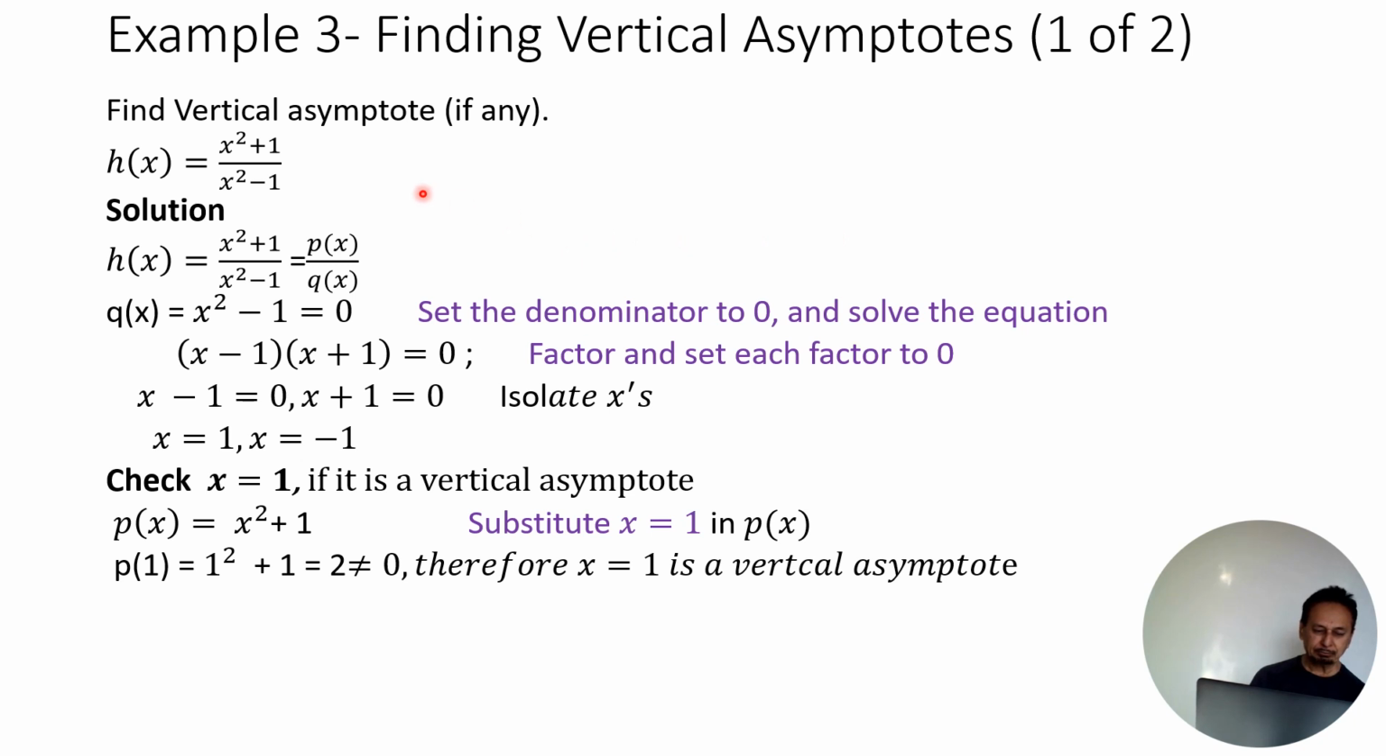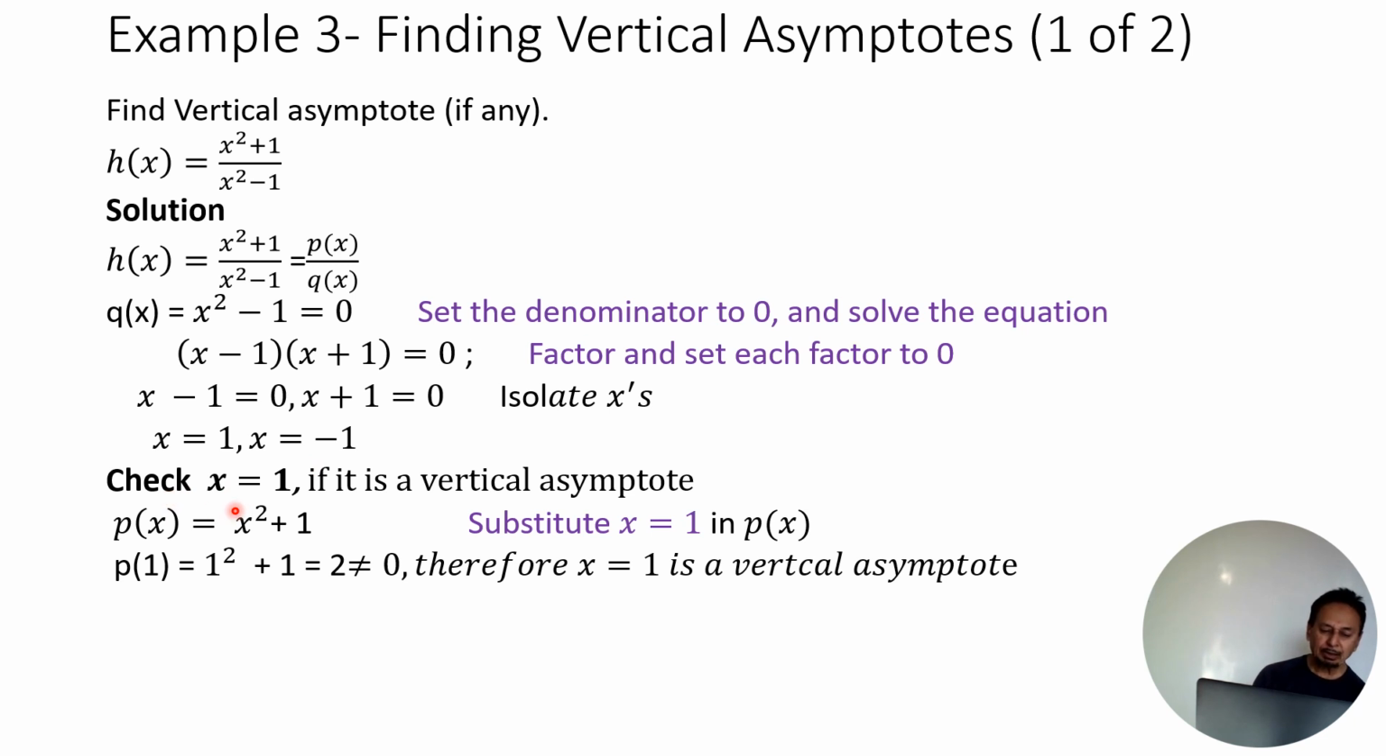Example 3. Find the vertical asymptote. We set p of x as x squared plus 1, q of x as x squared minus 1. So we set q of x to 0. We can factor, so it becomes x minus 1 times x plus 1 equals 0. We set x minus 1 to 0 and solve, we get x equals 1. We set x plus 1 equal to 0 and we get x equals minus 1.